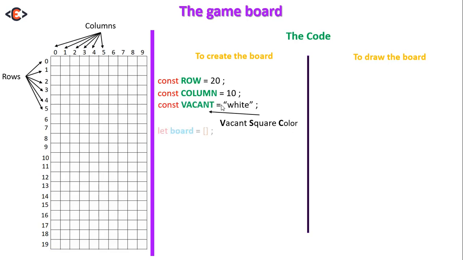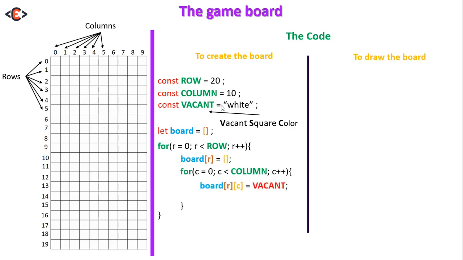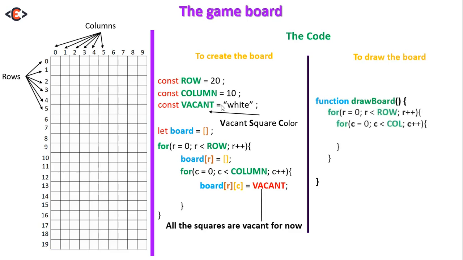Now we defined our board as an empty array, and then we use a for loop to create the rows, and we initiate them with an empty array. Then we create our columns. Then we set every square of the board or every tile to vacant, a white color. Now to draw the board, we will create a function called draw board, and then we will use the same code, the for loop for the rows and for the columns, and then we'll use the draw square.